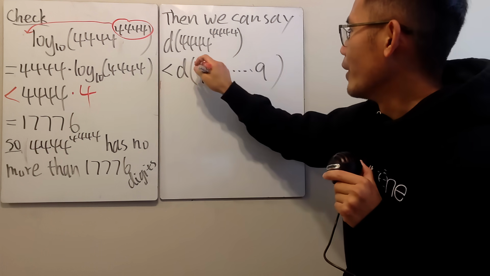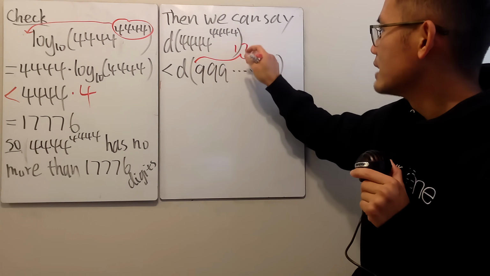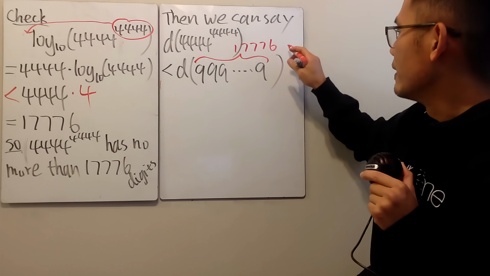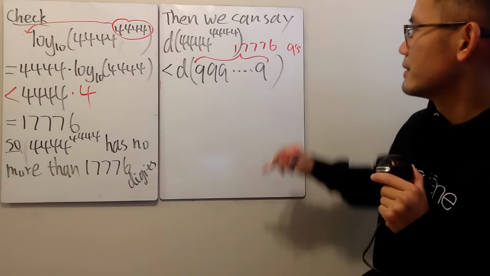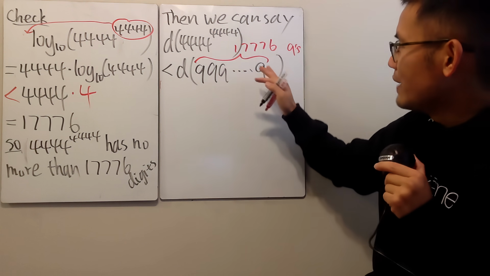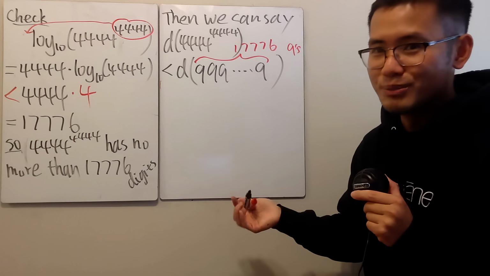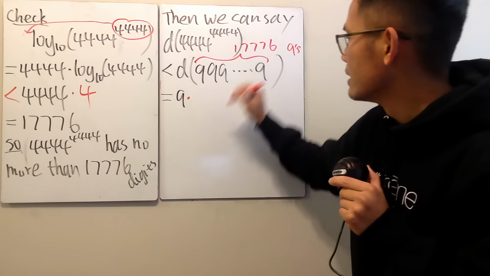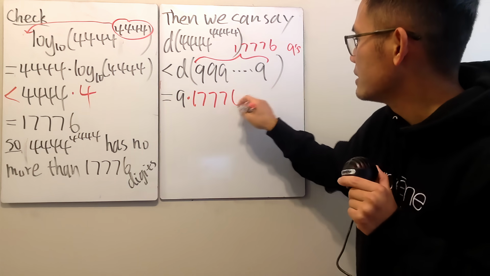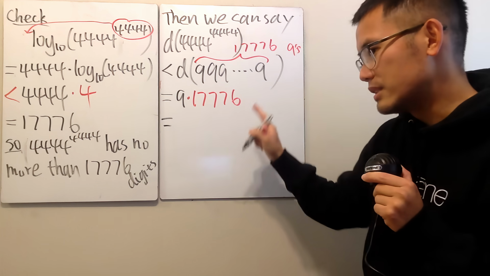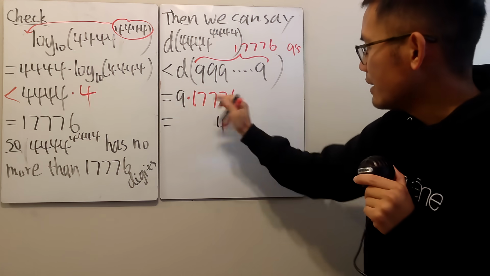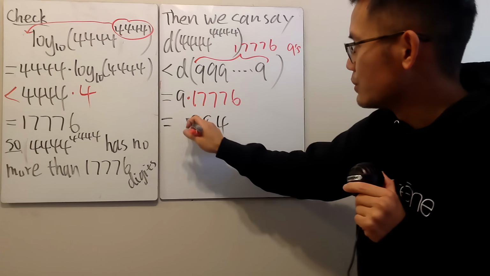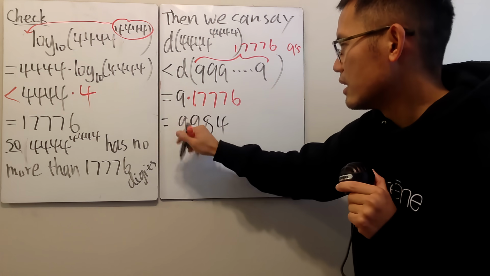How many 9s do we have? Well, we have a total of 17,776 9s. Right? So if I'm adding up this many 9s, of course we can just multiply. So this right here is equal to 9 times 17,776. Let's work this out. 9 times 6 is 54. So 5, and then you have 8, and then 9, 9, and then 9 times 1 is 9, plus 6 is 15.